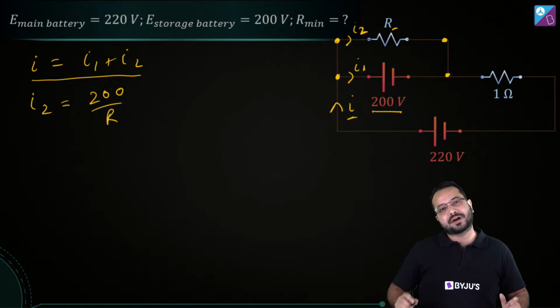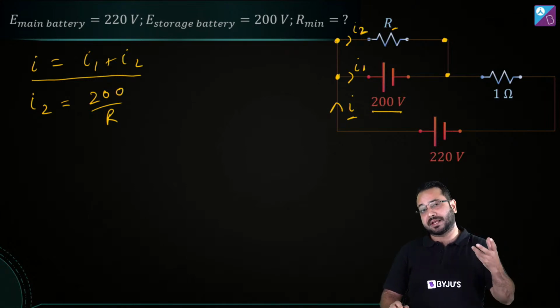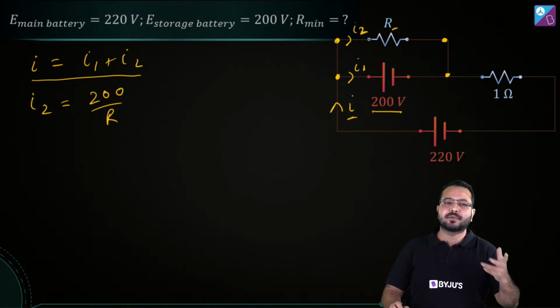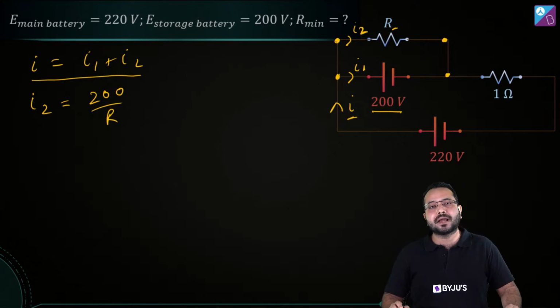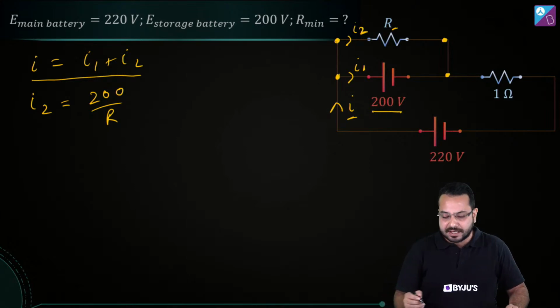The objective is to find I1. So we have found out what is I2. The only thing remaining is we need to apply a method to find out I. And Tanmay is absolutely right. We can apply loop law. We can use KVL. In which circuit?